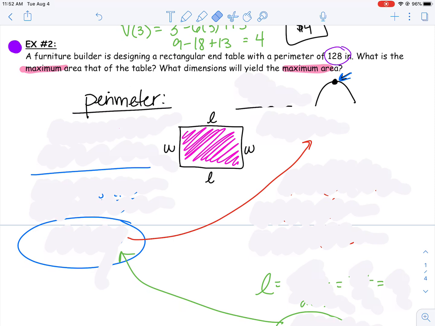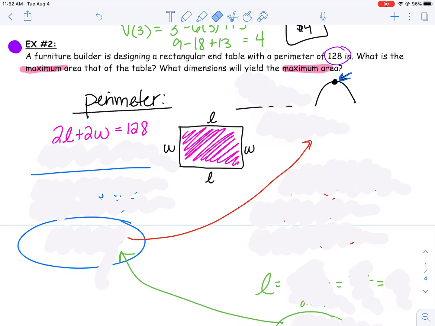So let's go ahead and first talk about perimeter. If I was adding up the length plus the width plus the length plus the width, I know that it's supposed to equal 128. Now I don't know what the dimensions are, the length or the width. That's actually part of what we're trying to find, right? But what I can do is set up an equation that talks about the perimeter, length plus width plus length plus width, or 2L's plus 2W's, is supposed to equal 128.